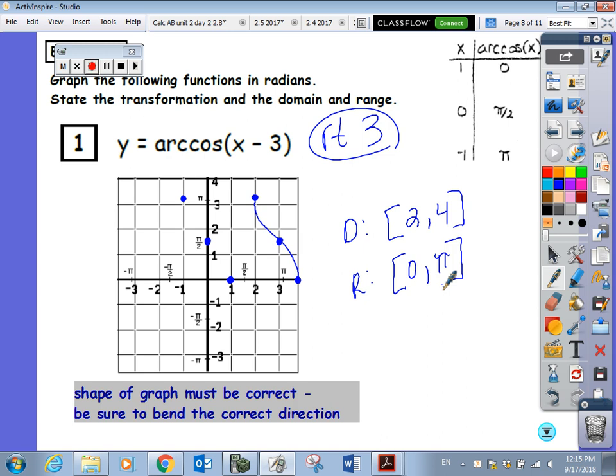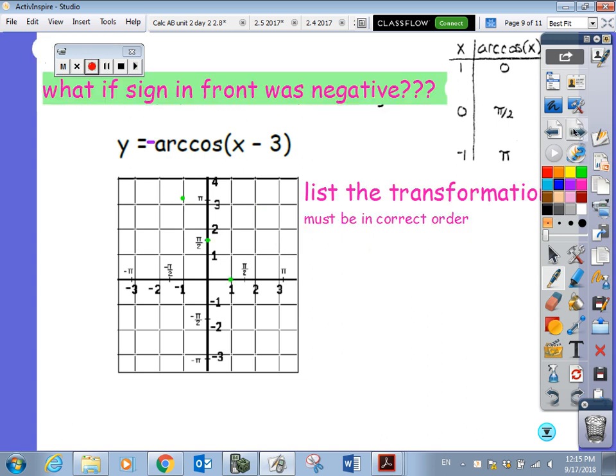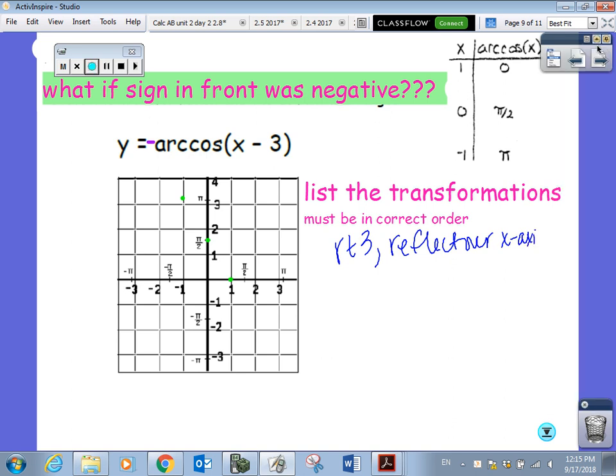Now, this next one is not on your notes. What I did is I took that same problem and I put a negative out in front of it. If we put a negative out in front, we would still move right 3 first, then we would reflect over the x-axis. Don't just say reflect. Reflect over what? We are reflecting over the x-axis. In that order. When you're listing your transformations, they must be listed in order.